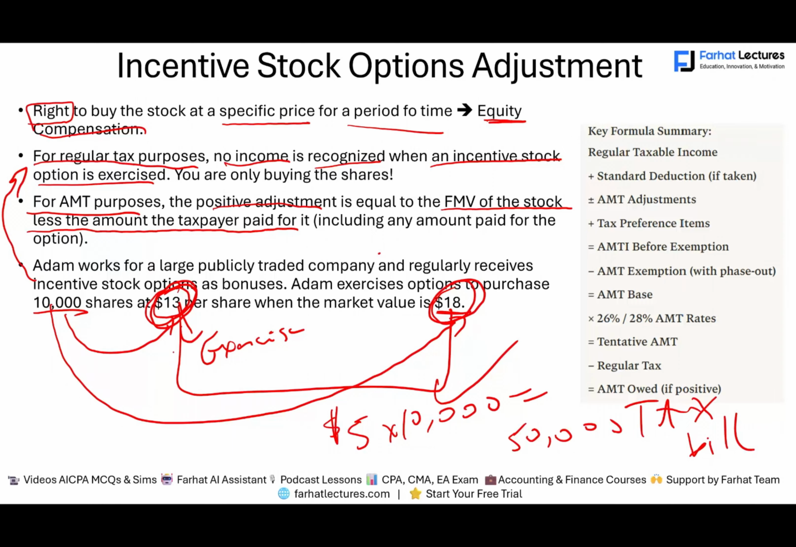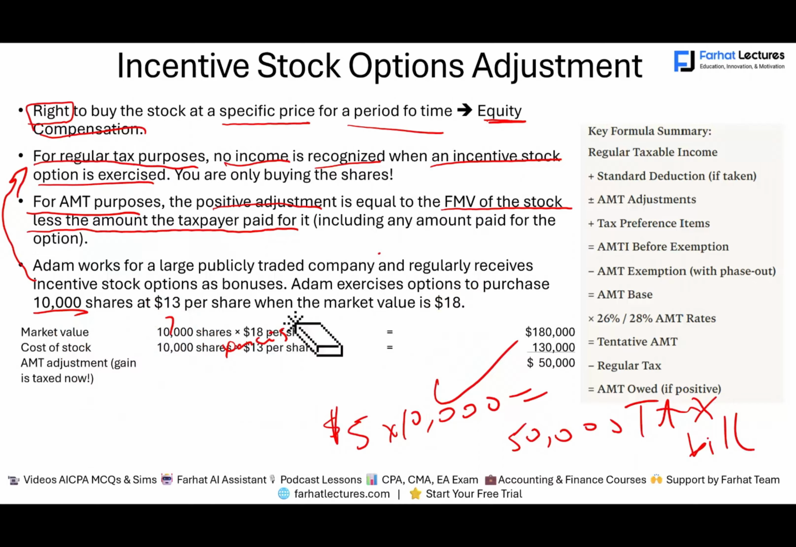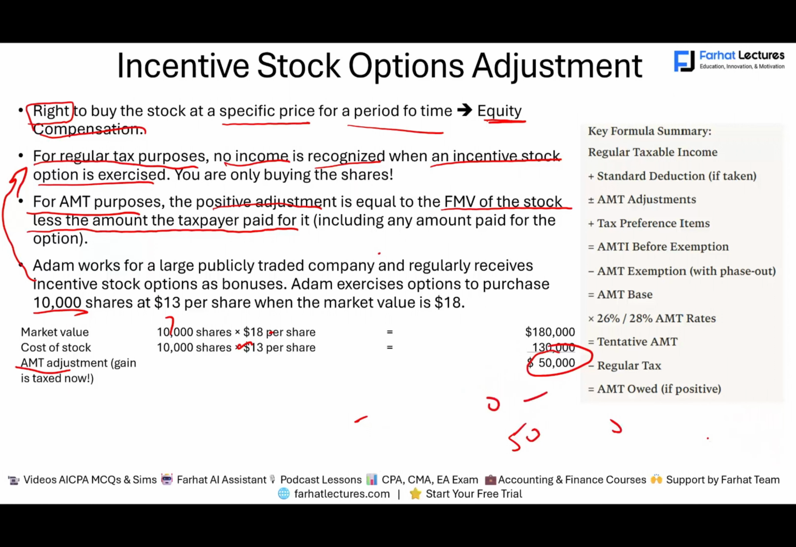So Adam sends his brokerage account $130,000, bought the shares, and Adam can immediately sell them for $180,000, but it doesn't matter. Even if Adam doesn't sell them, Adam's still responsible for $50,000 that will be added as an adjustment to his AMT. So he's being taxed now.